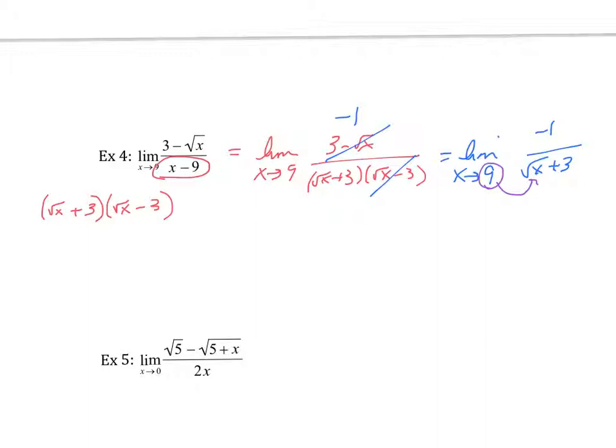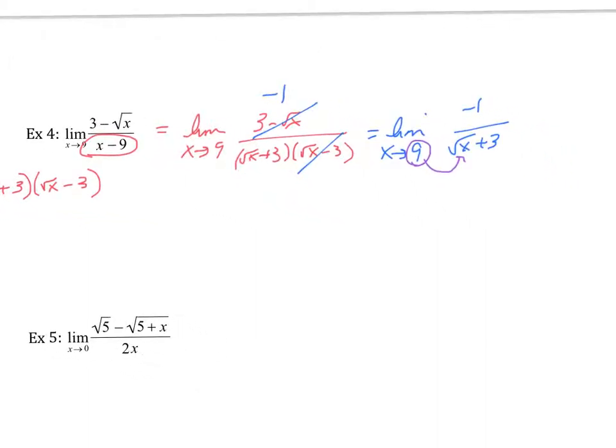Notice that each step of the way, I am constantly keeping the expression limit as x approaches 9. It's not until the very end when I actually evaluate the limit that I get rid of that part. So I now see negative 1 over 3 plus 3, or negative 1/6, as my answer.